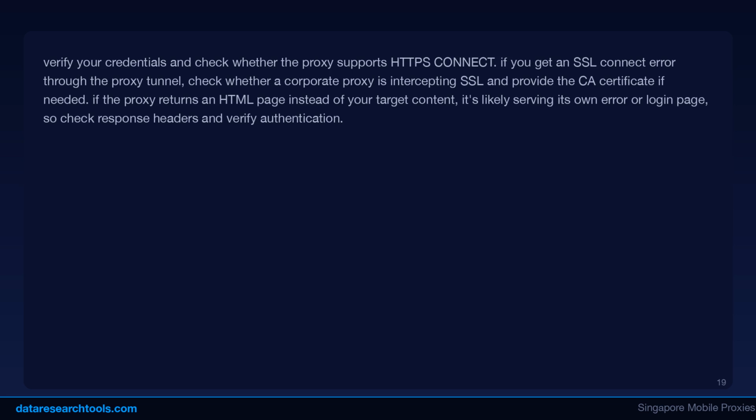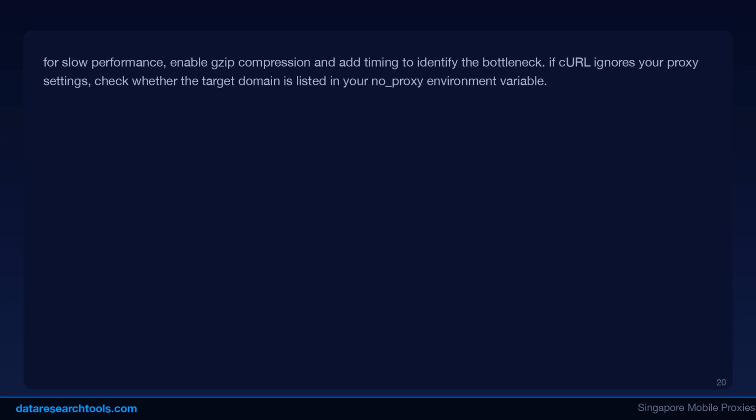If you get a proxy CONNECT aborted error, the proxy likely rejected the request due to an auth failure or because it doesn't allow HTTPS tunneling. Verify your credentials and check whether the proxy supports HTTPS CONNECT. If you get an SSL connect error through the proxy tunnel, check whether a corporate proxy is intercepting SSL and provide the CA certificate if needed.